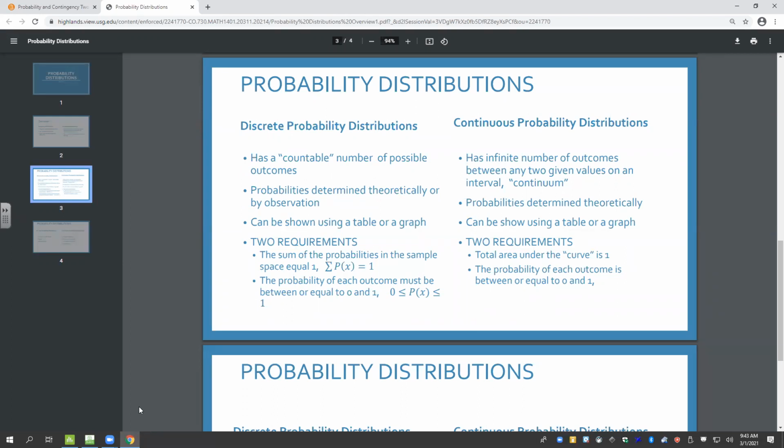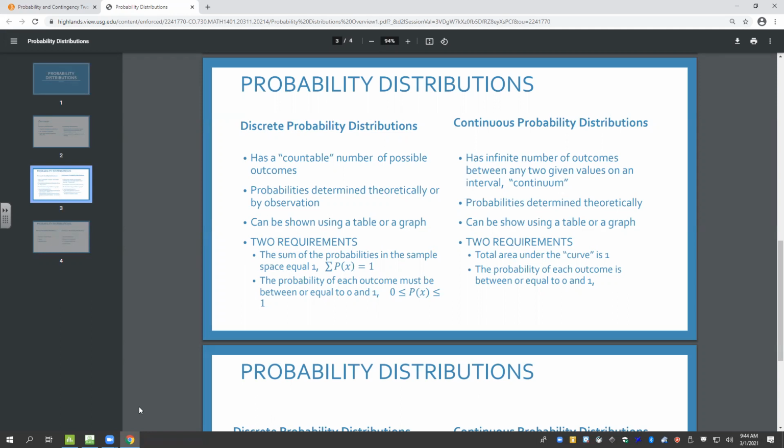But the two requirements for a continuous probability distribution are that the total area under the, quote, curve is 1, and the probability of each outcome is between or equal to 0 and 1. You still have that same rule that all probabilities are between 0 and 1. But because we're looking at it graphically, we have to think about the area under the curve. And so that's a little bit different. But when we get to continuous probability distributions next week, next Monday, I'll show it to you. Okay, so just hold on for the ride.